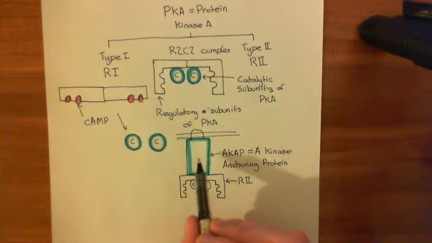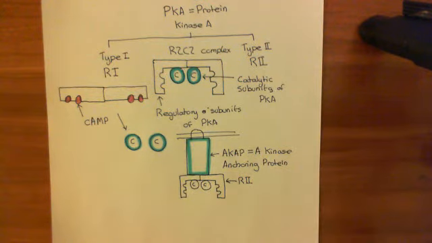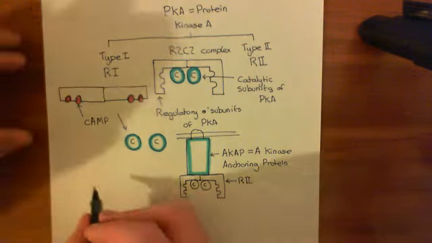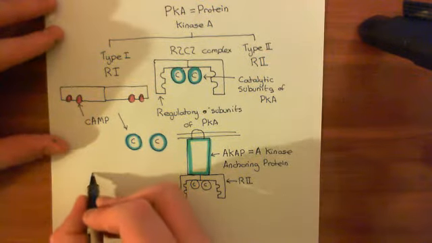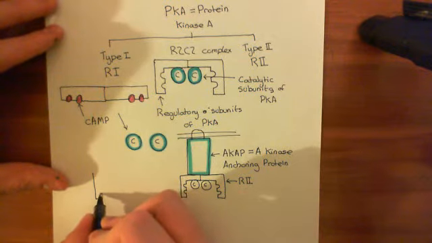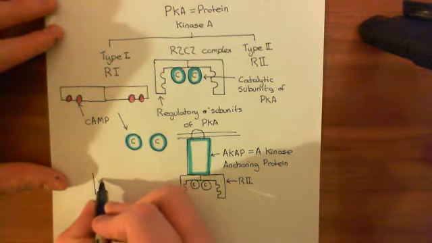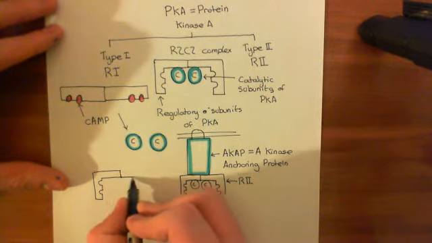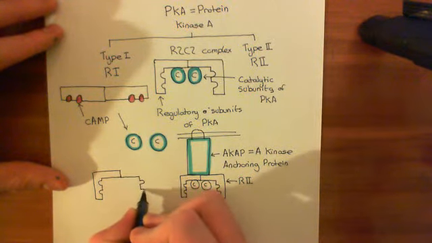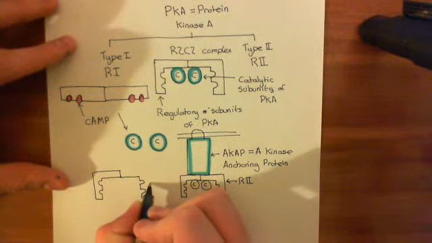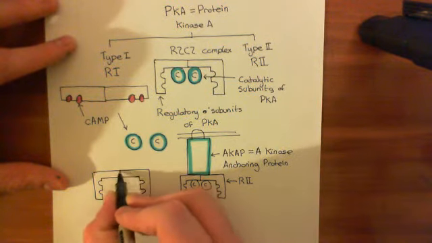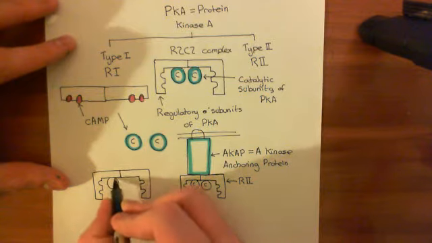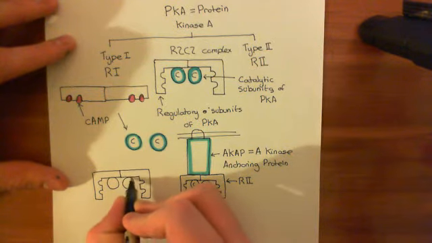So the type 2 regulatory subunits will bind to A kinase anchoring proteins, whereas the type 1 regulatory subunits won't, so they remain free in the cytoplasm, basically. So if I draw another one of these free in the cytoplasm, this is one where both of these regulatory subunits, here's one regulatory subunit, here's the next one, these are both type 1 regulatory subunits now. Okay, right, so that's the two types of protein kinase A.